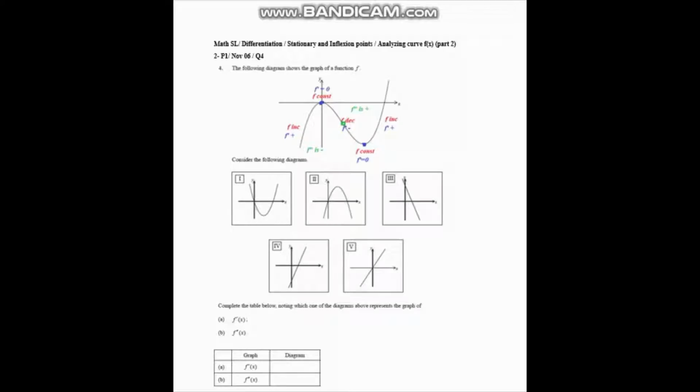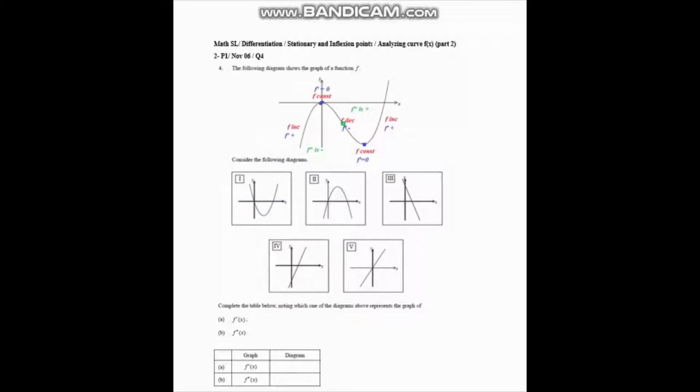I need to find the graph of f dash. So what do I know about f dash? I know that f dash went from positive to 0 at the origin, to negative, to 0 again, and then to positive. So obviously this is satisfied by I. Positive, 0 at the origin, negative, 0 again, and then positive. And since f is a cubic function, I expect f dash to be a quadratic function, and hence this confirms my solution of I. So what about f double dash?